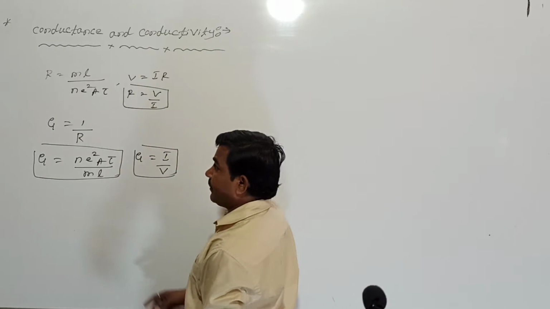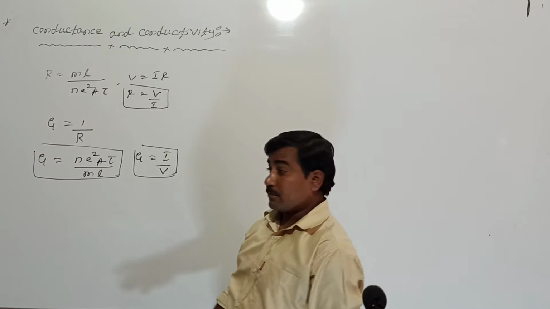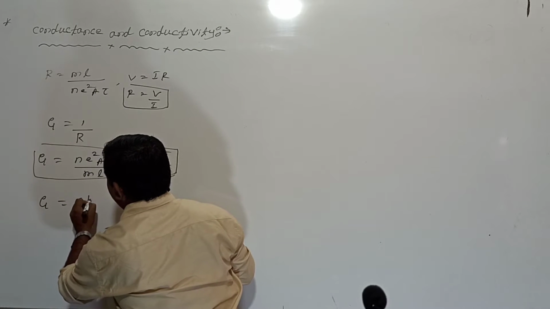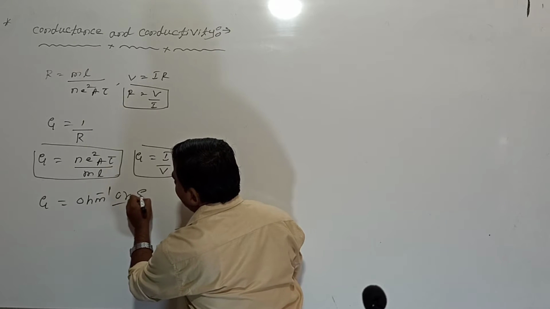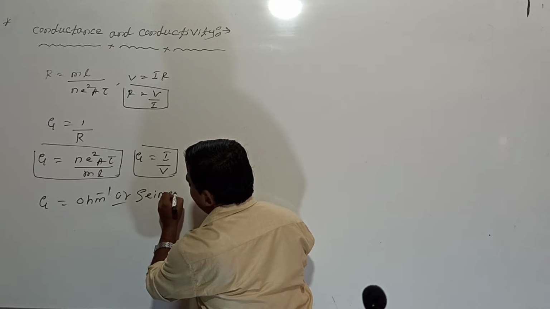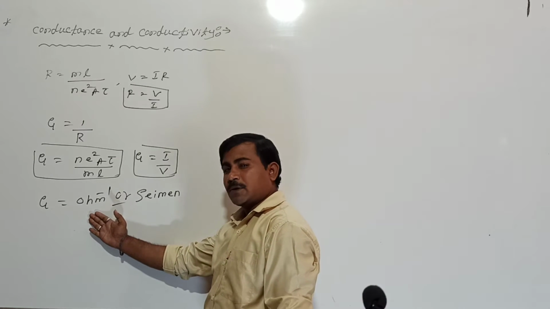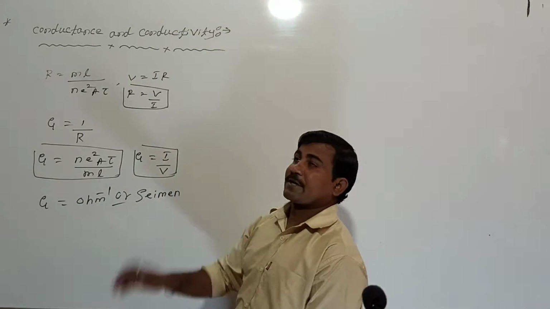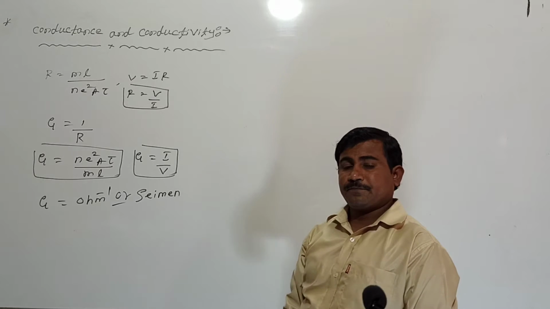What is the unit? For resistance, the unit is ohm. Then for conductance, the unit is per ohm, or alternatively the unit is Siemens. Either you can measure in terms of per ohm or write in terms of Siemens. This is regarding conductance. Then what is conductivity?